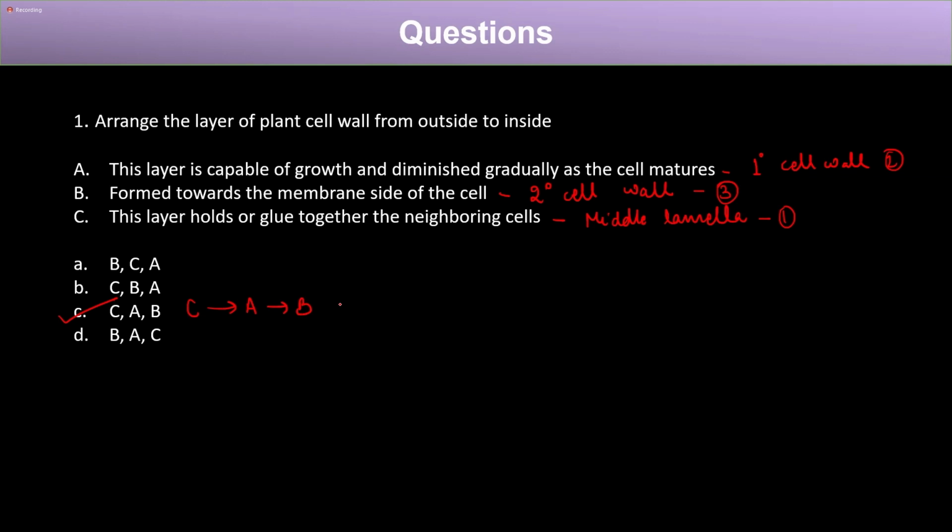So now we have studied the cell wall. Now let's move to the next topic, the endomembrane system. What is an endomembrane system? As its name suggests, endo means inside, and membrane means it is surrounded by a membrane or an envelope. So what comprises the endomembrane system?